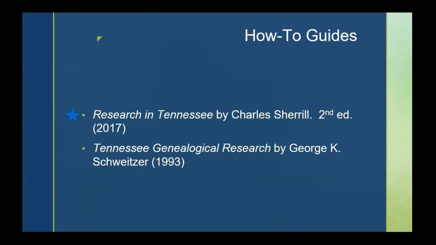Okay, there have been a couple of how-to guides that have been written. Again, the most recent one, 2017, was done for the National Genealogical Society, and that's Research in Tennessee by Charles Sherrill. George Schweitzer, a good book. He was a very good genealogical researcher, and so I have used his book. So you just have to remember that he's not going to be talking about websites, and he's not going to have up-to-date information in there because it was written in 1993. But I think they both are still useful books to look at.